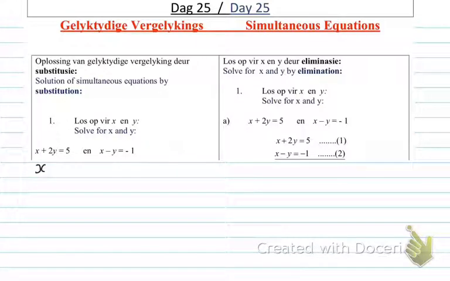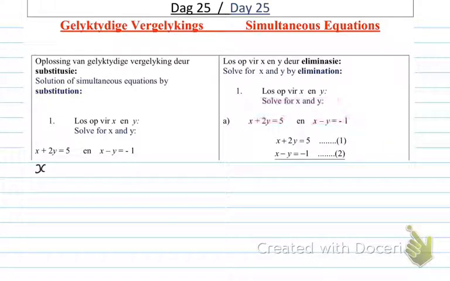We are still busy with chapter 4, equations. Today we're going to do simultaneous equations. Simultaneous equations mean that at the same time I'm going to solve more than one variable. The question will usually be: solve for x and y. So there are two variables, and I need to solve two variables with two equations. When they ask for two variables, I have two equations.